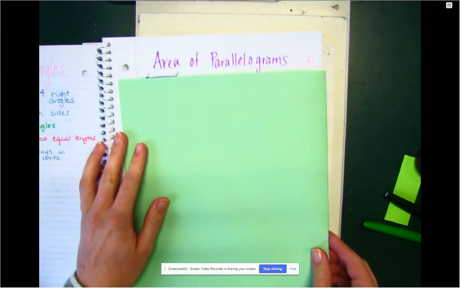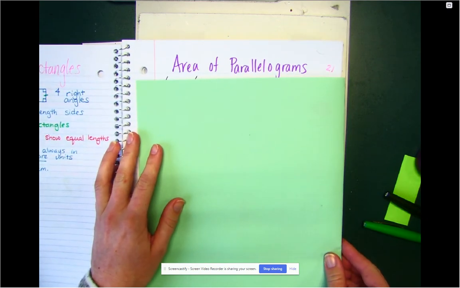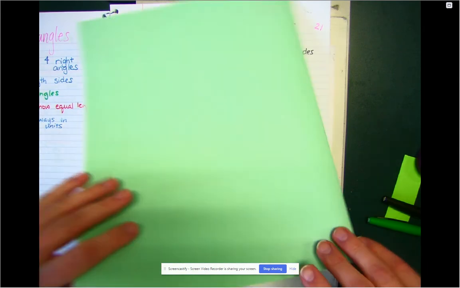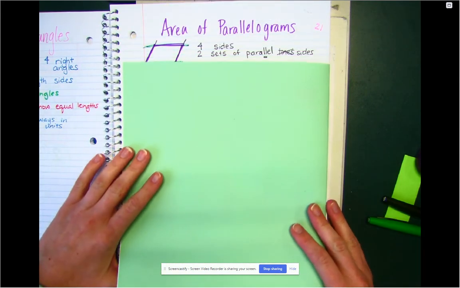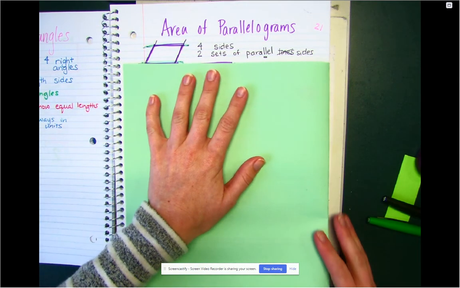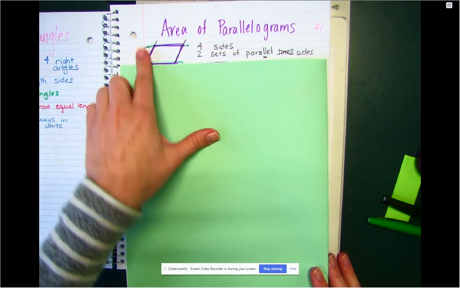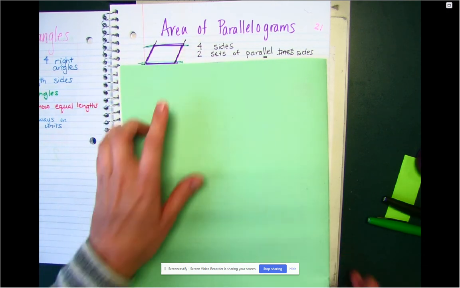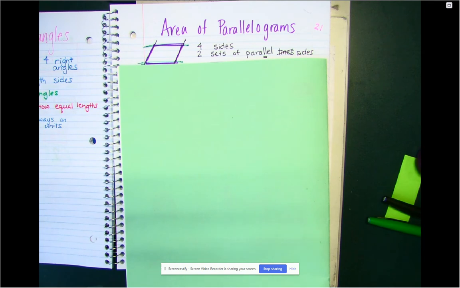So we're on the other side of page 21. We did area of rectangles over here. We're doing area of parallelograms over here. Now, most of the time when we see a parallelogram, it looks something like this. It looks like somebody stepped on a rectangle and squished it off to one side. But the rules for a parallelogram are that it has to have 4 sides and 2 sets of parallel sides.